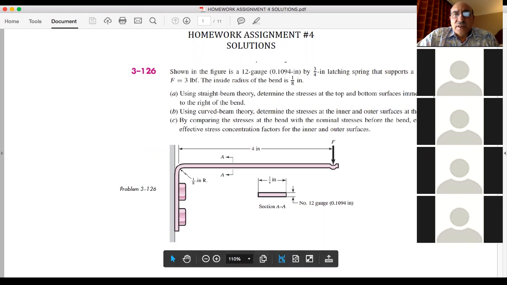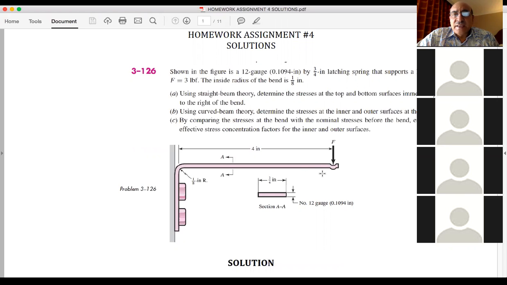So for this particular problem, we have a latching spring, and it has a load of 3 pounds, and it's curved. So we have a radius of curvature of 1/8 of an inch, and we wanted to use beam theory to find the stresses right before the curved section on the straight section, and then we wanted to find the stresses around that curve, and find the ratio between the stress on the curve to the stress on the straight section.